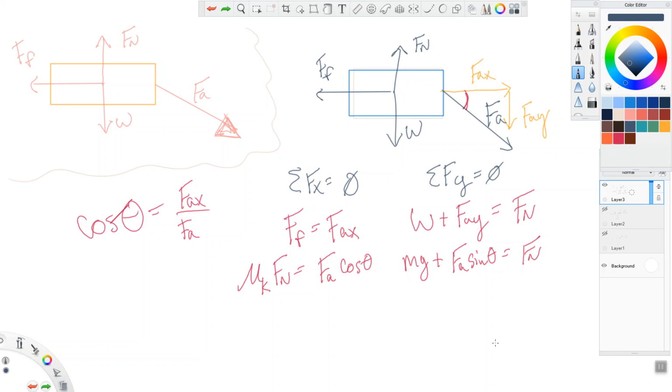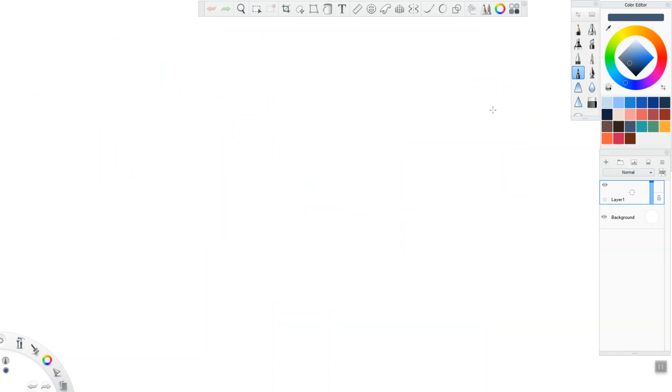Alrighty, next part I'm going to do is an object. Instead of being on a flat surface, we're going to do this object where it's on a steep incline. So let's do that. First thing I'm going to do is draw my object on a steep incline. Give me 1 second. Alrighty, here I've got my box. If it's on an incline, this incline angle we'll call theta.